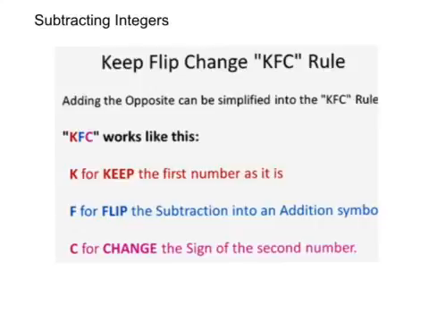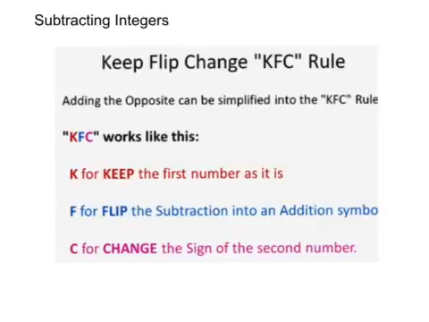There's a rule called the KFC, and what that stands for is that it's telling you the rules for subtracting integers. The K stands for keep the first number as it is. You do nothing to the first number at all. The F stands for flip. Flip the subtraction sign to an addition symbol. So change the minus to a plus.